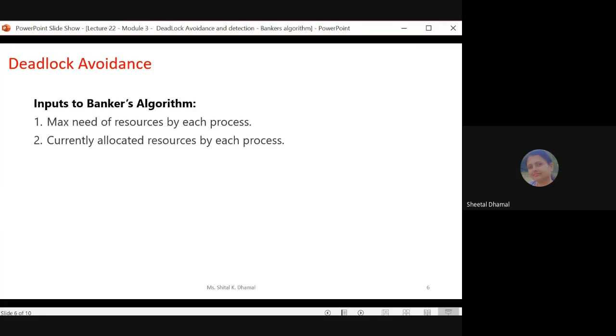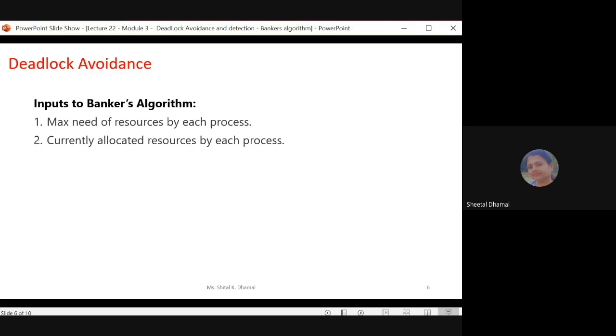After that, the next input is that the process will also provide the information about how many resources are currently allocated to the process. Now, what is the meaning of this? If they are initially informing the operating system or banker's algorithm that they require 10 resources or 15 resources to complete their job, then how are the resources allocated to the process?